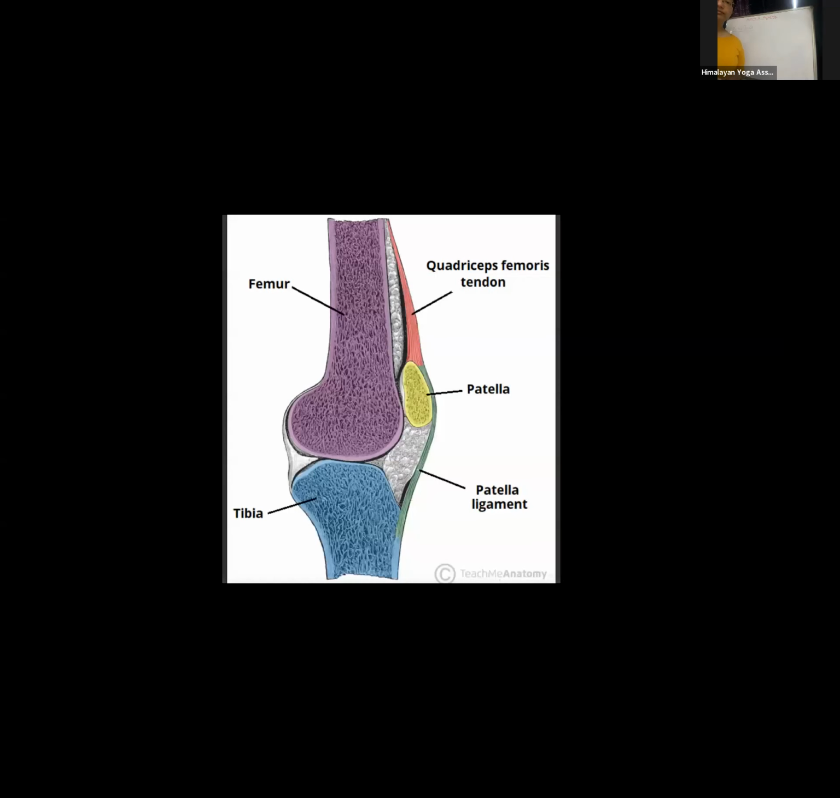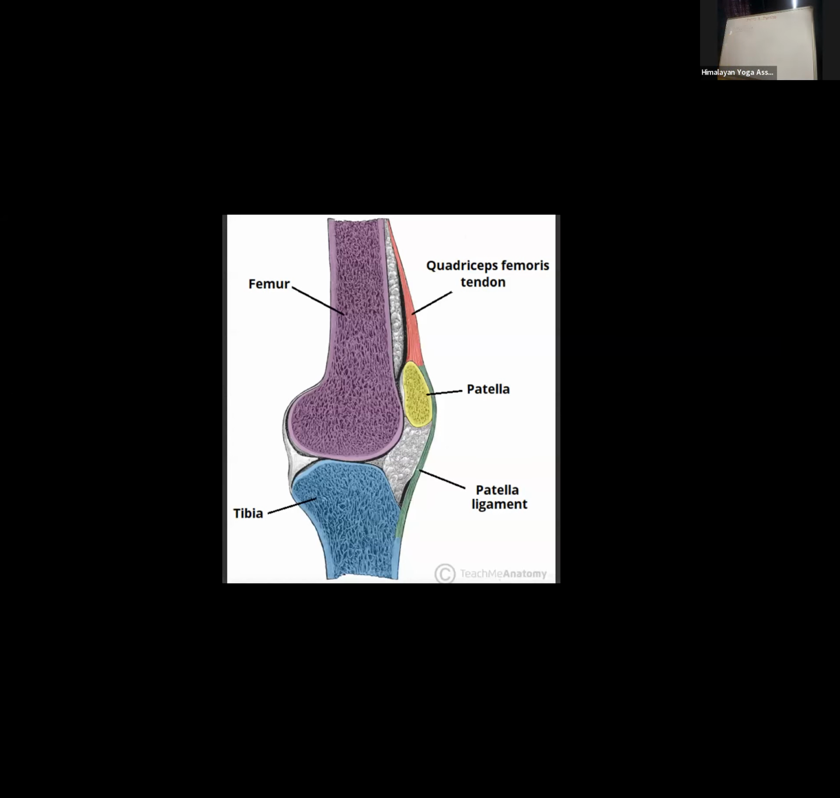Okay. So here we have femur, we have patella, and we have tibia. So you see, the name of the thigh bone is called? Femur, yes, it's written there. The purple bone is the thigh bone.